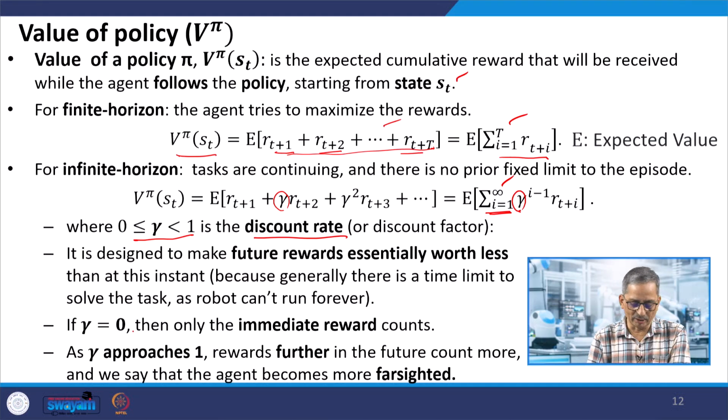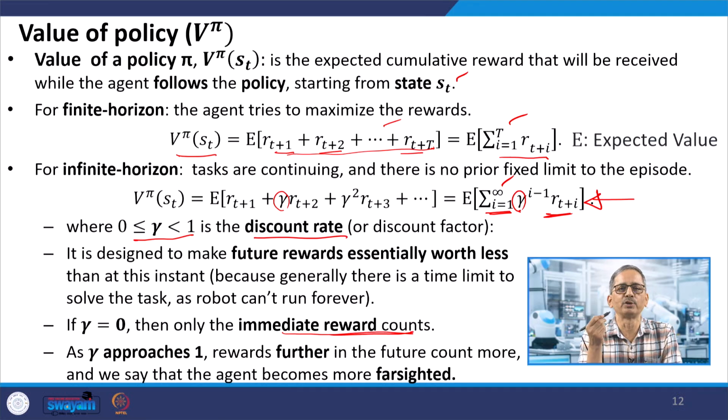If gamma is equal to 0, we can understand from this expression that only the immediate reward gets counted, and all the others are made 0. As gamma approaches 1, rewards further in the future count more, and we say that the agent becomes more far-sighted. If gamma becomes 1, then you have a contribution from all the rewards, as you can see from this expression.